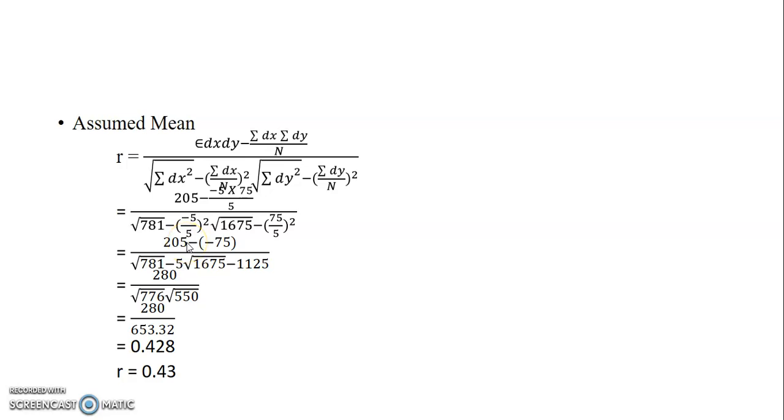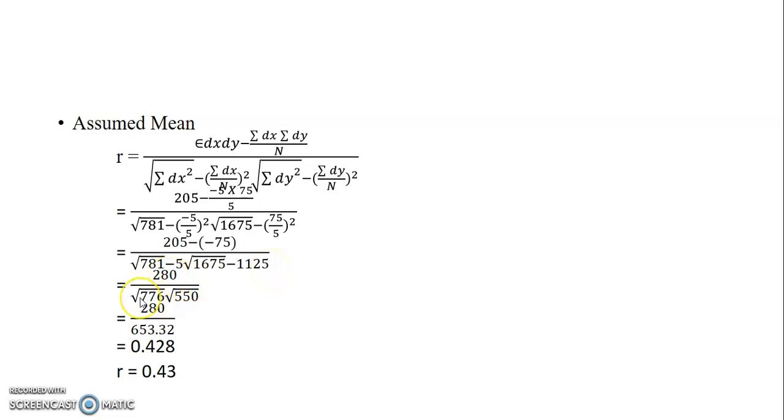205 minus, minus 5 into 75 divided by 5, is minus 75. Then root 781 minus, here we have to square this minus 5 only. So minus 5 into minus 5 is 25, divided by 5 is 5. Then here also we have to square this 75 only. So 75 into 75 divided by 5, we got 1125. So again we can simplify this also.